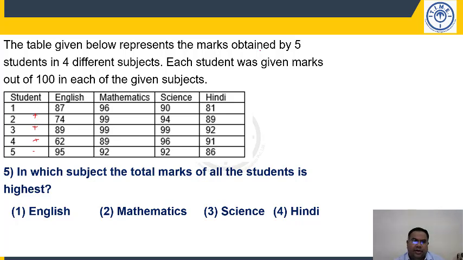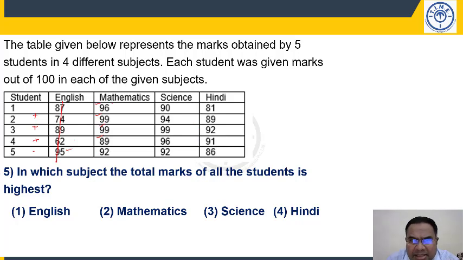Don't waste your time finding out the total of English, total of mathematics, total of science, total of Hindi. It is a waste of time. Just here, whose subject total marks of all the students is highest, right? Let us compare English and Maths. Maths is more, 96, 74, 99. Maths more, 89, 99. Maths more, 62, 89. About 20 difference. Maths more, 95, 92. It is 3 more, but in all the cases it is more. So clearly English is ruled out.